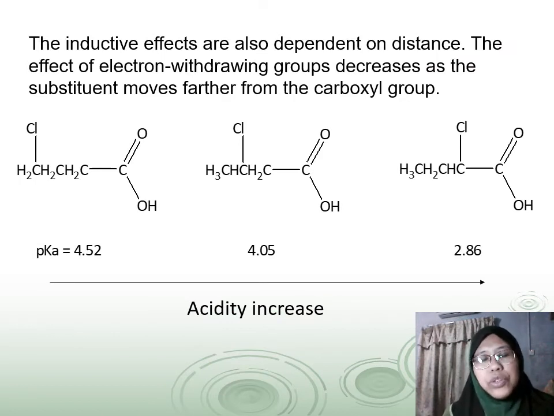Another factor that we have to take into consideration is the distance between EWG and the carboxyl group. For the left compound here, we can see that the chlorine is attached to the 4th carbon in this butanoic acid, whereas in the middle compound, the chlorine is attached to the 3rd carbon, and on the right, the chlorine or EWG is attached to the 2nd carbon of the butanoic acid. It shows that the pKa decreases. So, the further away an EWG is from the carboxyl group, the less effective the inductive effect.